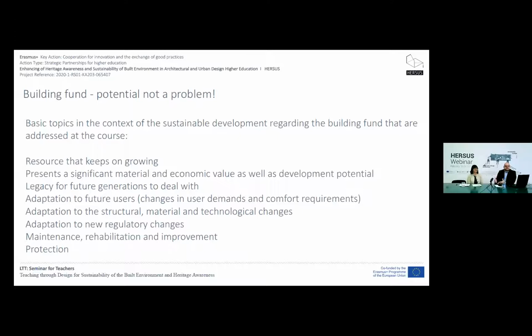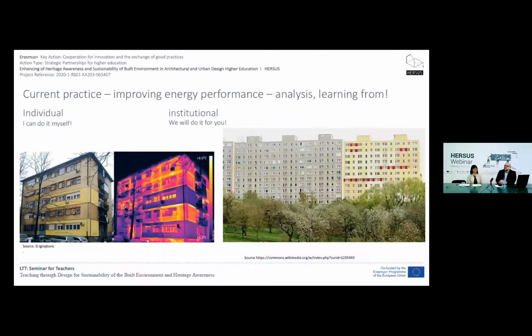And we have to adapt it for us, who are aging, becoming older and less available to use the contemporary and new models. So we have to adapt our building fund to the aging population. We have to adapt to the structural, material, cultural, as well as technological changes that are appearing every single day. And we have to adapt to the new regulatory changes being pushed top down from Europe and bottom up from our own legislation. So we have to deal with the maintenance, rehabilitation, improvement, as well as the protection of our built heritage.